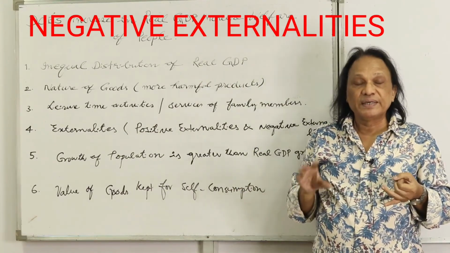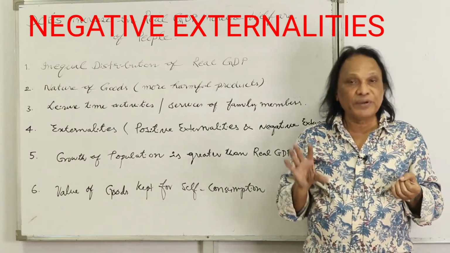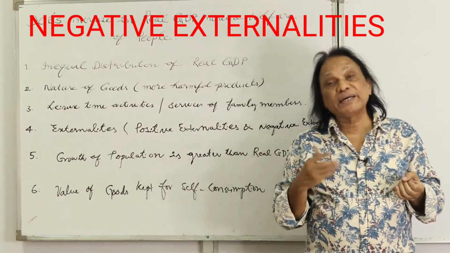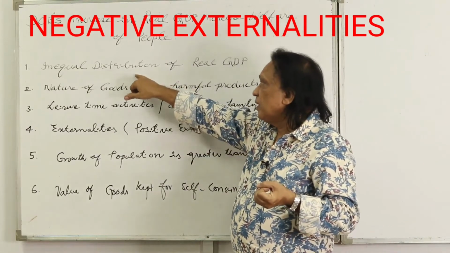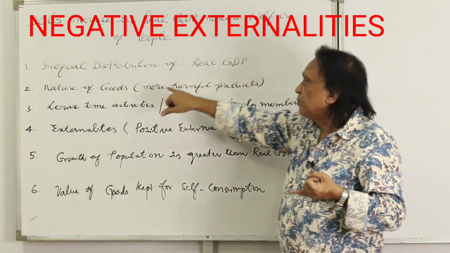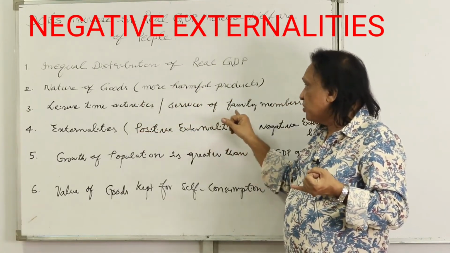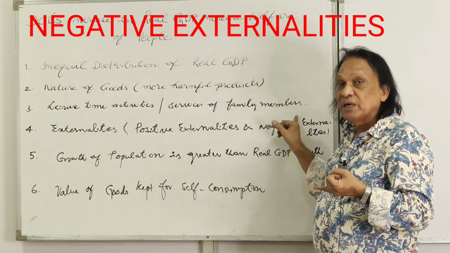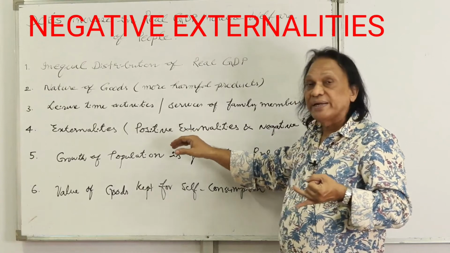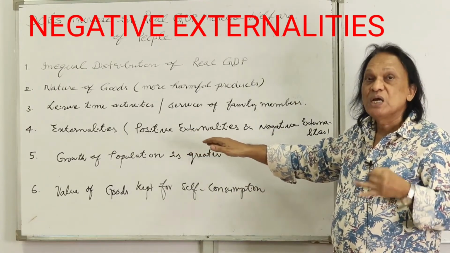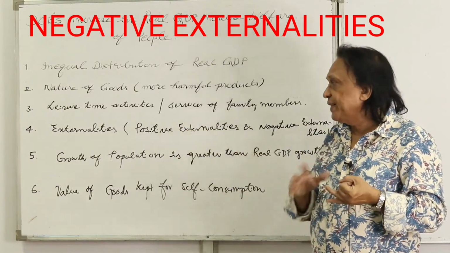So we are discussing, does an increase in real GDP increase the welfare of the people? We said no, an increase in real GDP is not a guarantee that the welfare of the people will go up. Why? Because number one, unequal distribution of real GDP. Number two, nature of goods, more harmful products. Number three, leisure time activities or services of family members; though they increase the welfare of the people, they are not included. Number four, externalities. Externalities are the harms or benefits caused to an individual for which no one is paid or penalized. There are two kinds of externalities, positive and negative externalities, which we discussed.